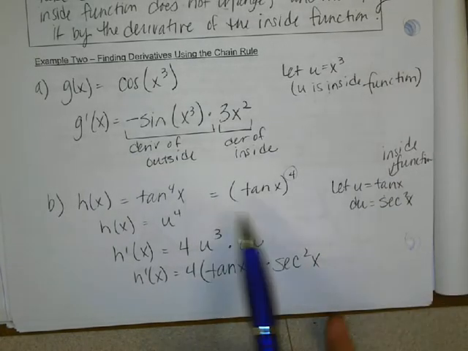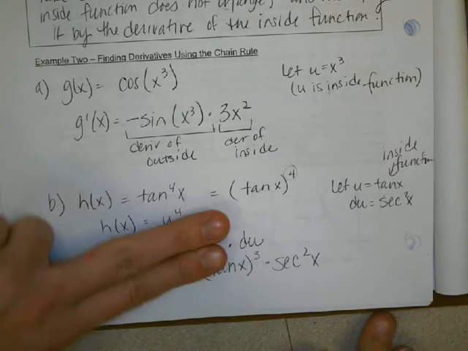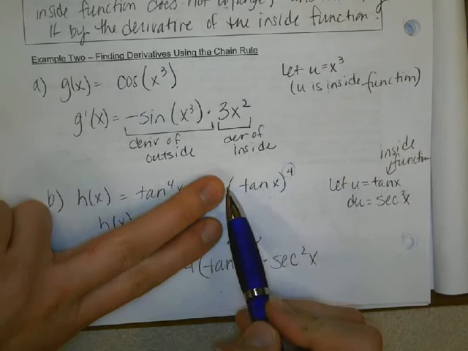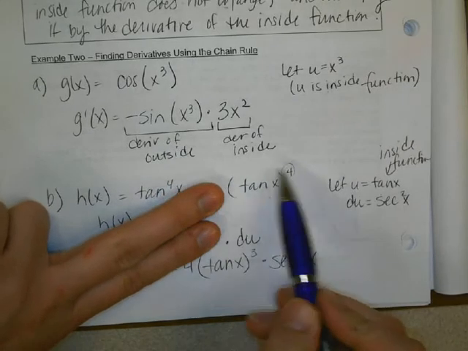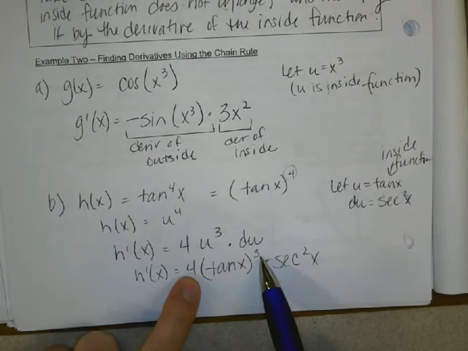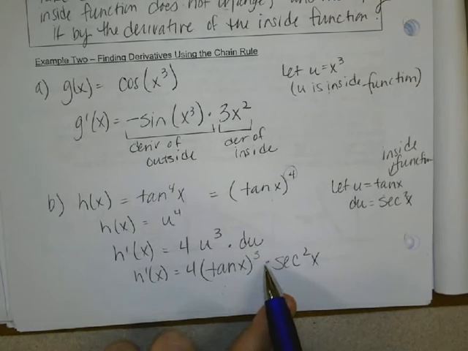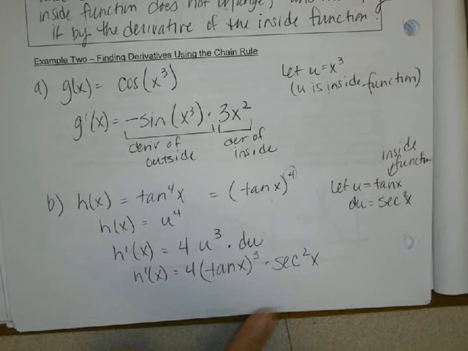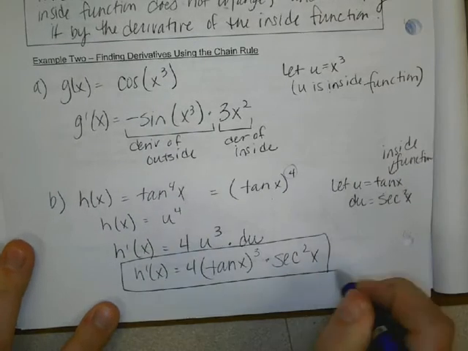But if this is more confusing at this point for a chain rule, then go from here to here. The outside function is the power of 4, so you would take that power of 4 multiplied on the outside, reduce the power by 1, which is what we have here. The inside function does not change. And then you chain on, or multiply by, the derivative of the inside function. So this would be your derivative.